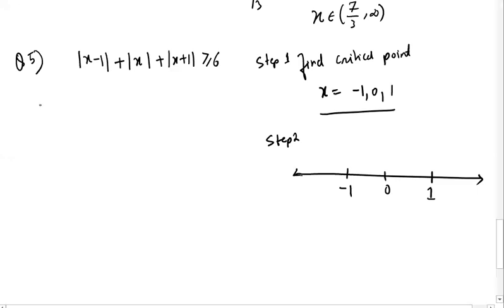Case 1 will be this one, x greater than 1. This will be your first case. Now when x is greater than 1, tell me, is x minus 1 positive or negative? Positive, very good. This x is also positive, and this is also positive. Understood till this point? Anyone have any issue?